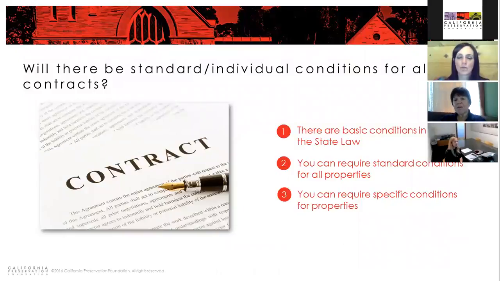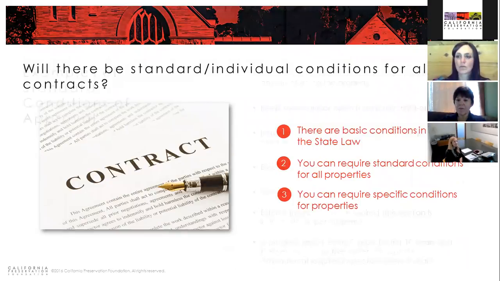So do you want to consider any standard or individual conditions for your contracts? There are the standard conditions, as Shannon mentioned, that the Mills Act itself has: preserving and protecting the property, keeping it in good condition. But you can put some standard conditions, as we did in Monrovia. Every property had the same standard conditions. And you can also require specific conditions, which we also did in Monrovia. And I will go over those in a second.